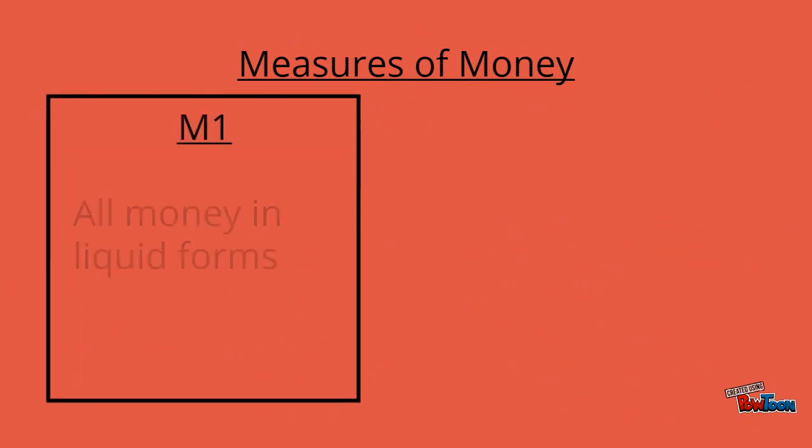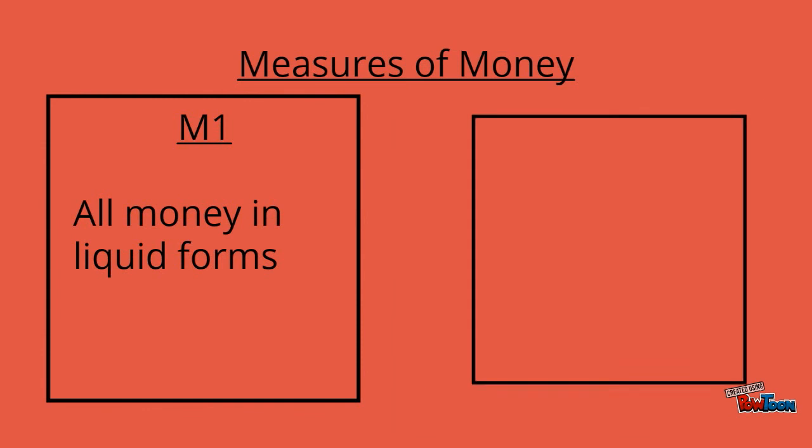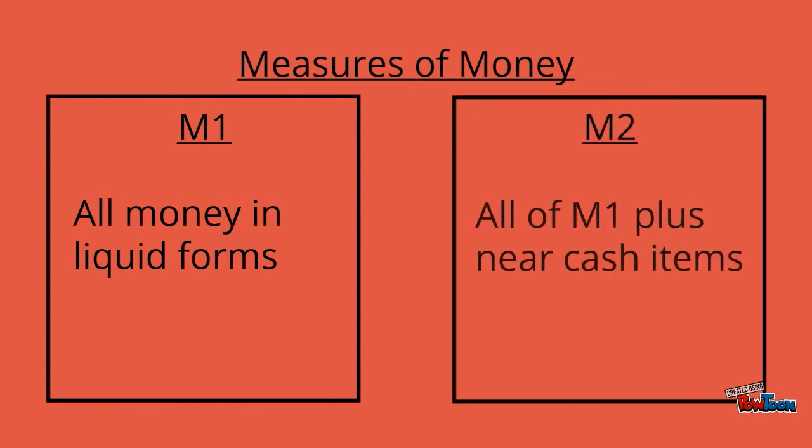In order to track money, the government uses two measures. M1 represents all money in its most liquid forms like cash and checking accounts. M2 includes all of M1 plus near cash items like savings accounts and time deposits under $100,000.